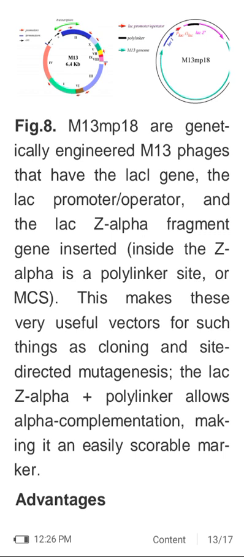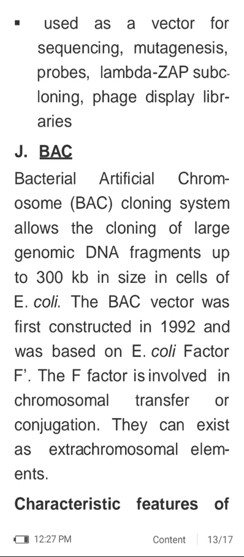So M13mp18 are genetically engineered M13 filamentous phages that have the lacI gene, the lac promoter or operator, and the lacZ alpha fragment gene. Inserted inside the Z alpha is a polylinker site or MCS. This makes these very useful vectors for such things as cloning and site-directed mutagenesis. The lacZ alpha plus polylinker allows alpha complementation, making it an easily scoreable marker. Then advantages: used as a vector for sequencing, mutagenesis, probes, lambda, subcloning, phage display libraries.